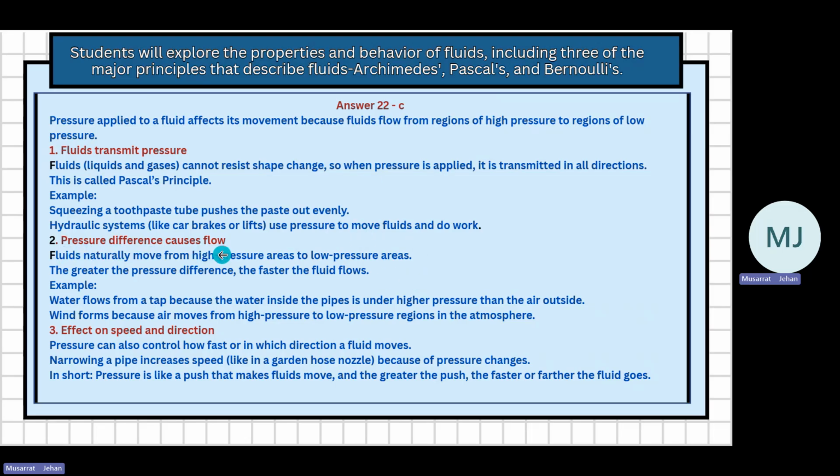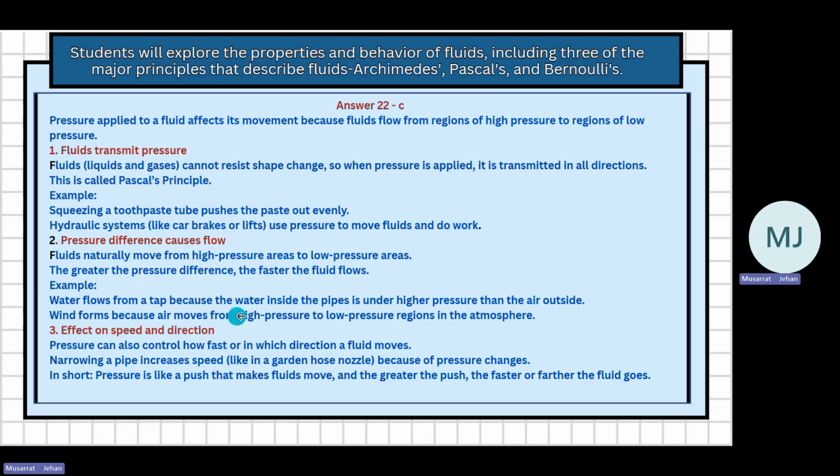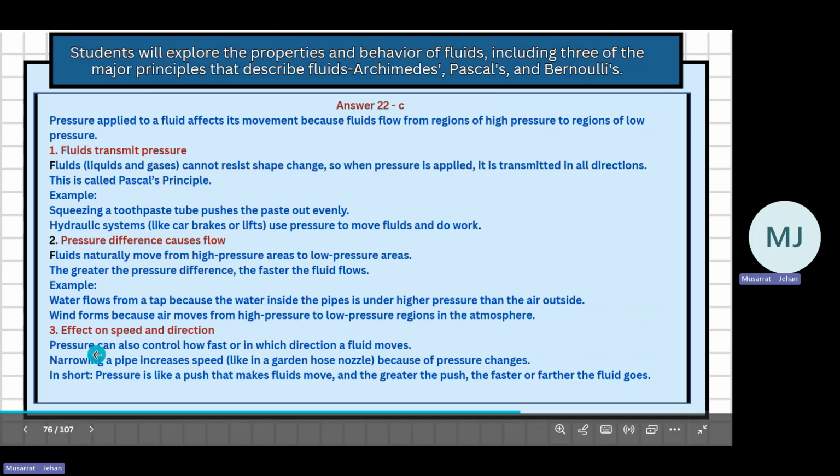Pressure differences cause flow. Fluids naturally flow from high to low pressure. The greater the pressure difference, the faster the fluids flow. Water flows from a tap because the water inside the pipe is under higher pressure than the outside. Wind forms because air moves from high to low pressure. Pressure can also control how fast or in which direction a fluid is moving. Narrowing a pipe will increase the speed. That is Bernoulli's principle.